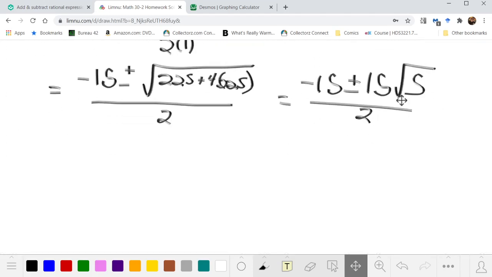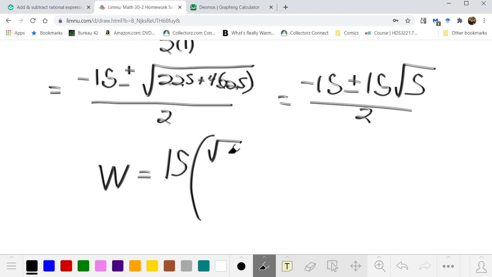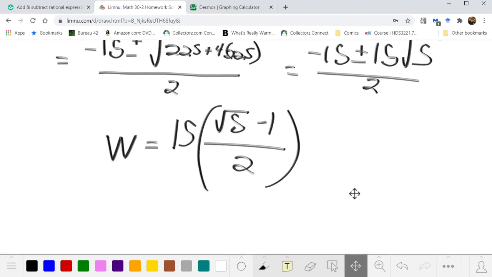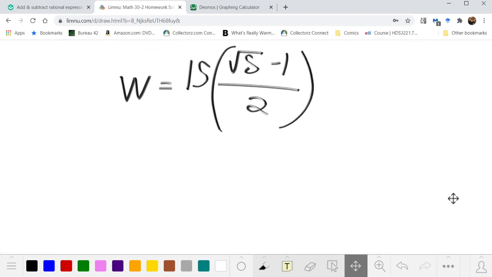So we have a root that's exclusively negative, which makes no physical sense as the width, which means our width is going to be the length of 15 times root 5 minus 1 all over 2. So that is the dimension it is required to have. And this finally wraps up the solutions to 1.05 or 1.06, number 2.